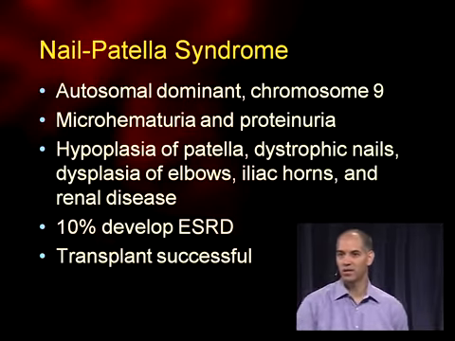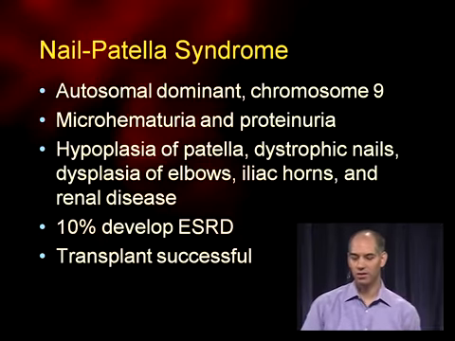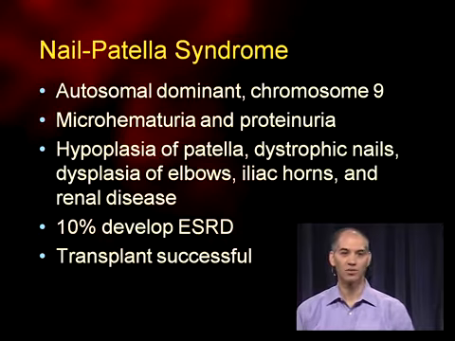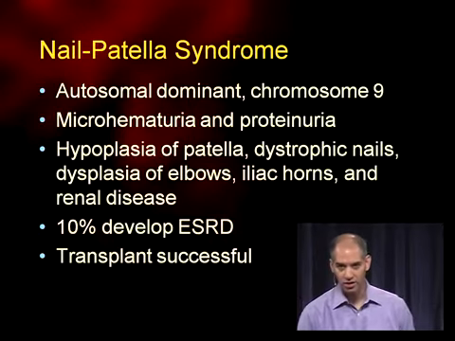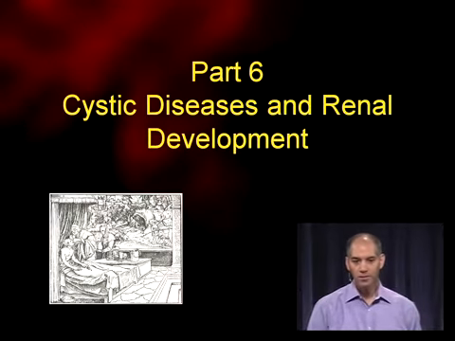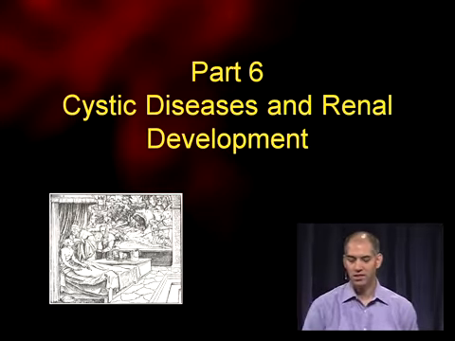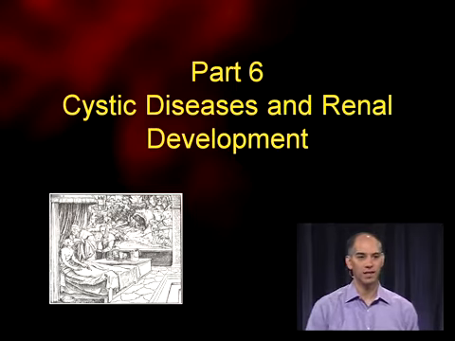Transplant is successful. Again, it's a genetic problem with something that's going on in the kidney. If you give them a kidney from someone else, it doesn't recur, so it's a disease that we can treat. Let's do one more section before we have our break. We're going to talk about cystic diseases and renal development.